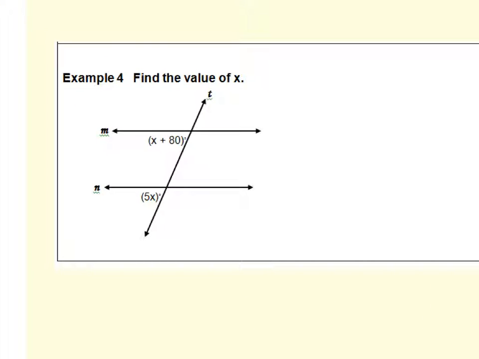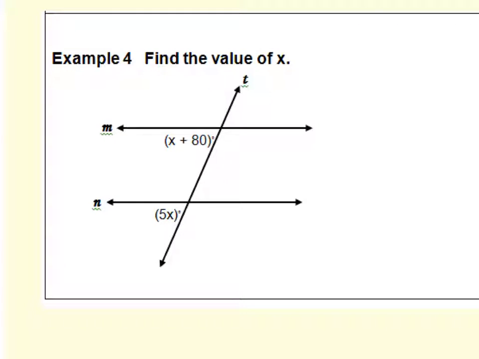Example 4, they're asking me to do something similar. So first I need to figure out the relationship between these angles. If you notice on these angles, they are on the same side. So next I need to see if they are both on the interior, and they are not. So now I need to see if they're both on the exterior, and they are not. So these angles are on the same side, but not same side interior and not same side exterior.